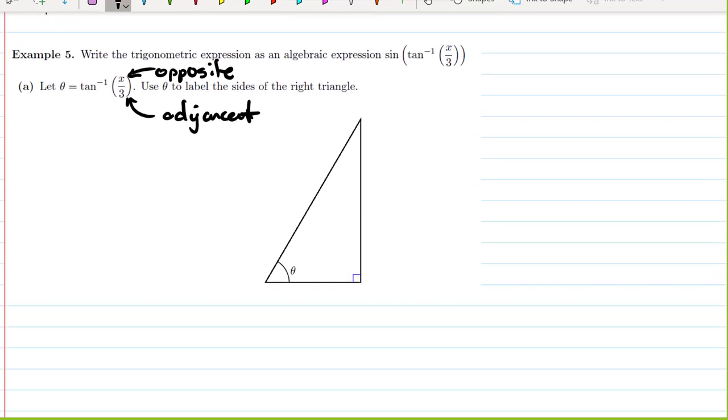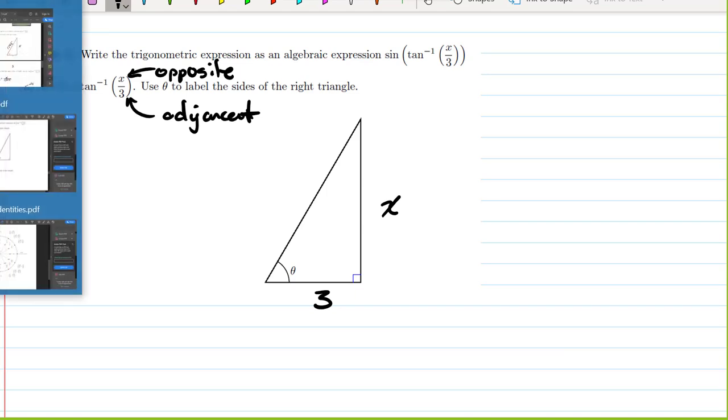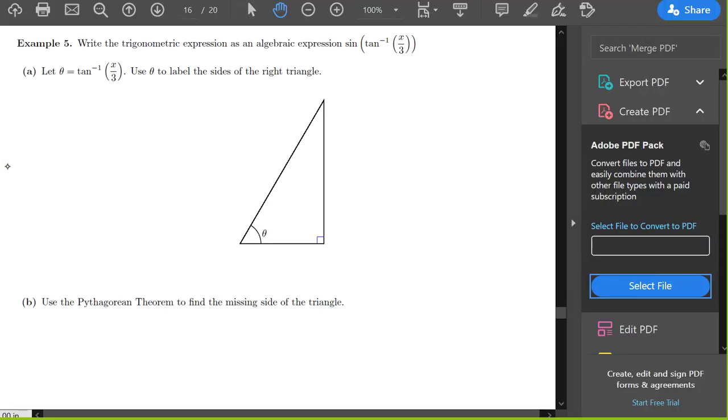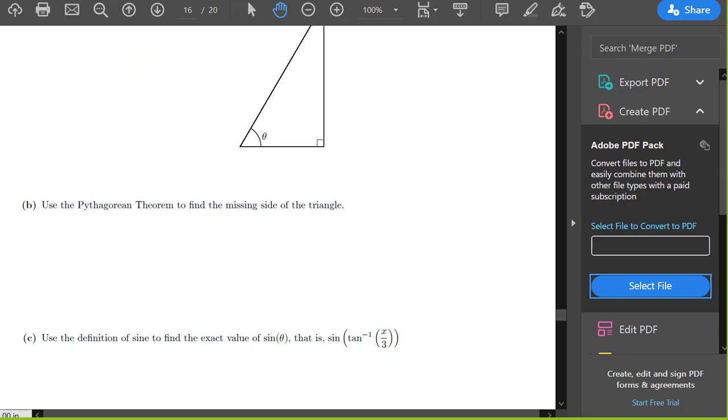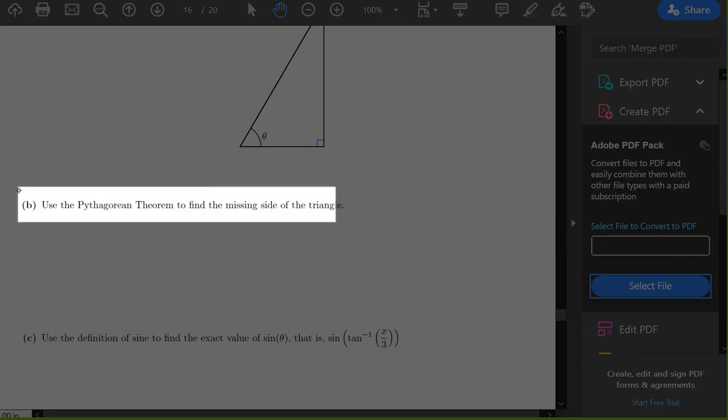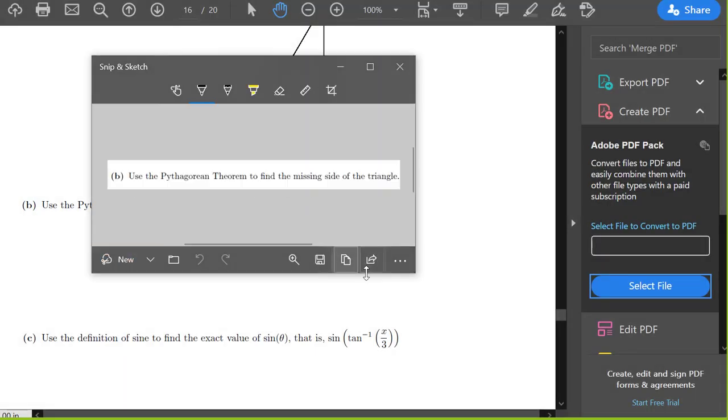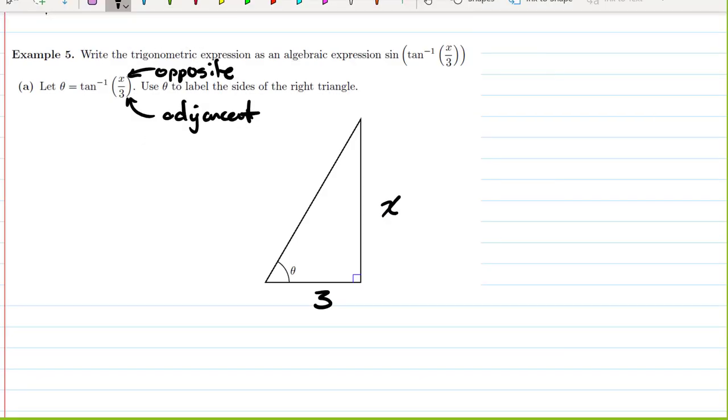So if that's the case, the opposite of theta is going to be x, and adjacent to theta is going to be 3. The next thing we were asked to do, part B, is use the Pythagorean theorem to find the missing side of the triangle.